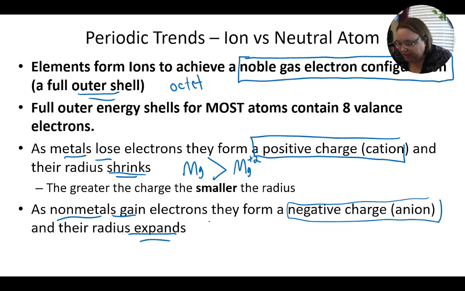So specifically, let's look at sulfur. If I was to compare elemental sulfur to the sulfur ion, which is S-2, the sulfur ion is going to have the larger radius because it has gained extra electrons. Therefore, the cloud is getting a little bit bigger.